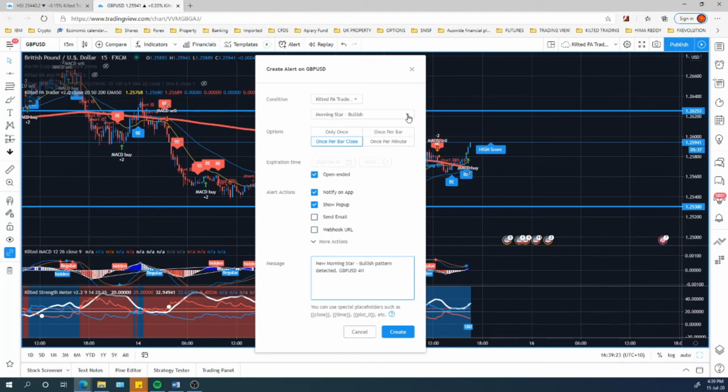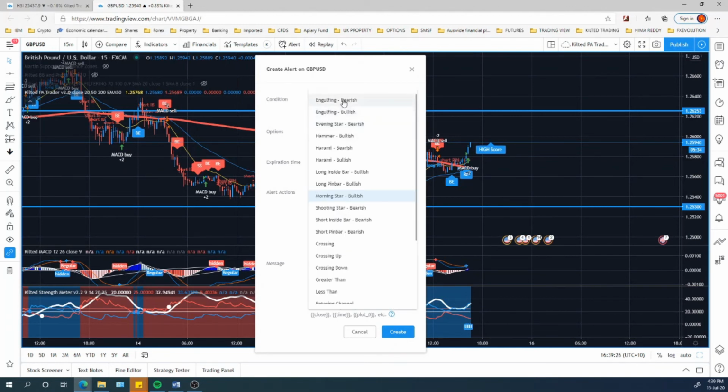And there is a plethora of your favorite price action candlestick patterns there. So we've got engulfing bearish, engulfing bullish, evening stars, hammers, haramis, long inside bars, long pin bars. I love pin bars. I have to admit, I trade a lot of pin bars. Inside bars are great again, especially when moving within the trend. You have an inside bar which is having a bit of a resting period. If the mother bar is bullish, then you go bullish. If the mother bar is bearish, you go bearish. It's as simple as that, guys.